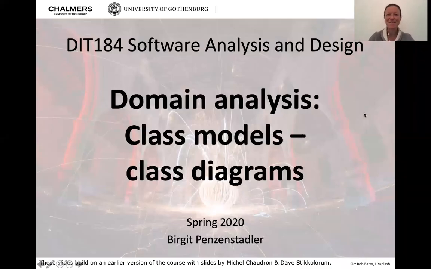Hi, welcome back to Software Analysis and Design. Today we'll talk about domain analysis, about class models and class diagrams. That's the notation that we will use to express our domain models.